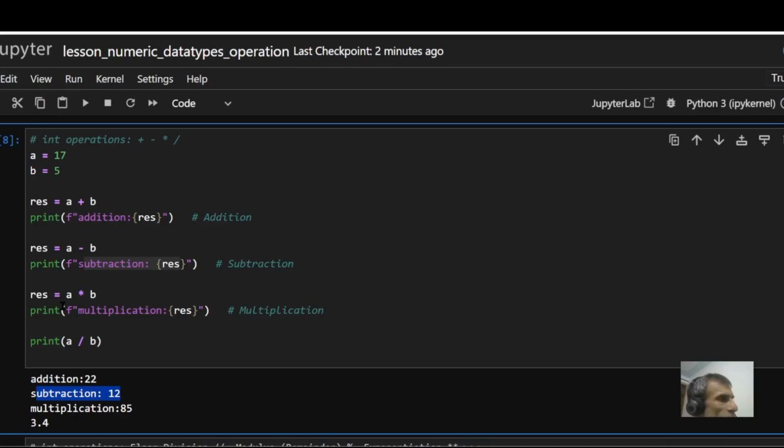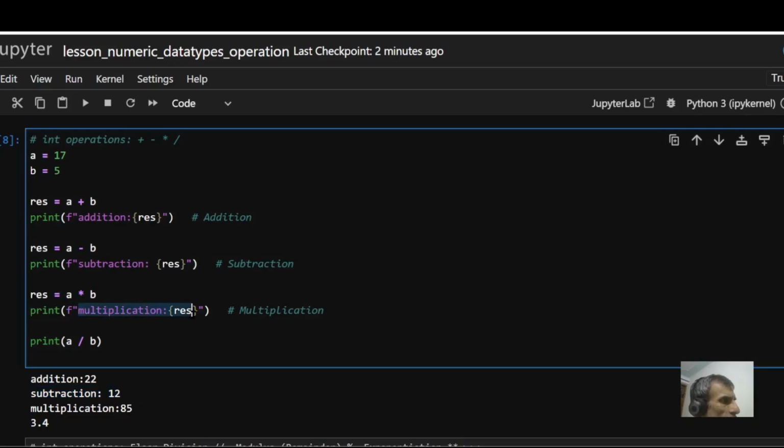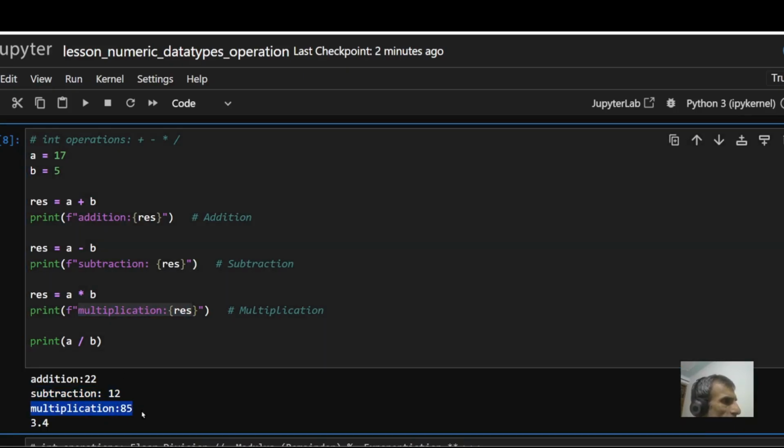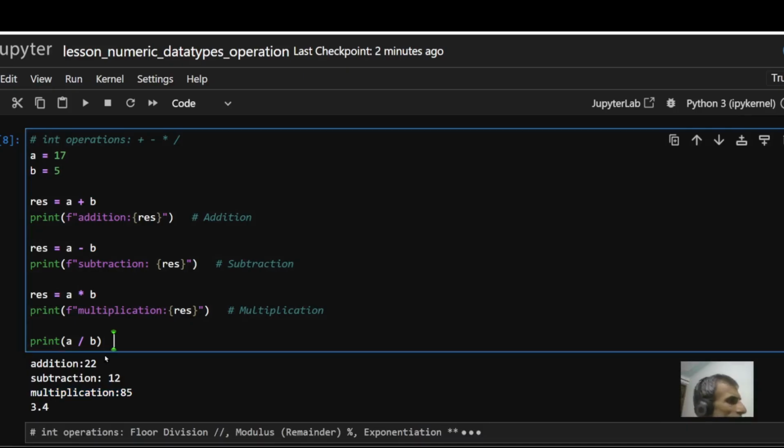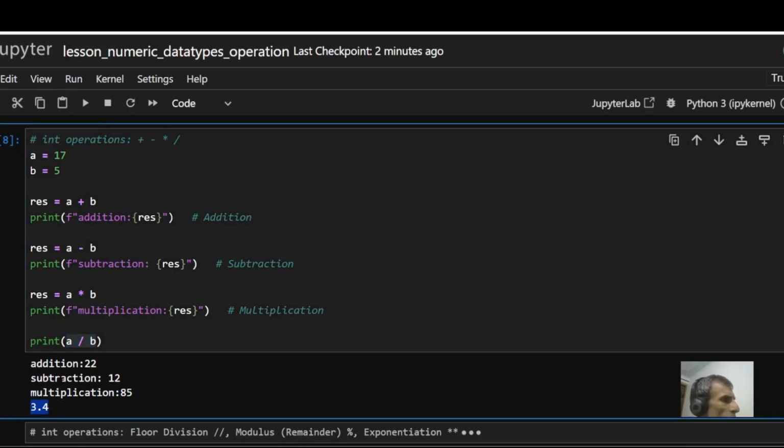By the way, I'm using f-strings to print my result. Then I do result equal to a times b, and I do my multiplication, print it out, and it prints out my result over here. Clearly, no surprises. This seems very elementary, and I'm sure you have known these things. Same thing with a division by b. I'm dividing a by b, and the answer is 3.4. So 17 divided by 5 is 3.4.